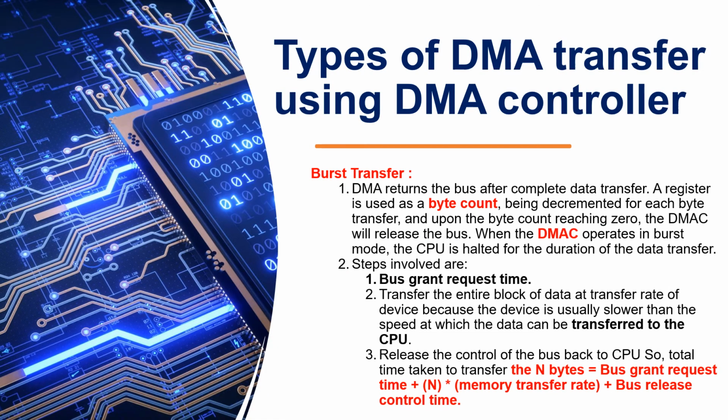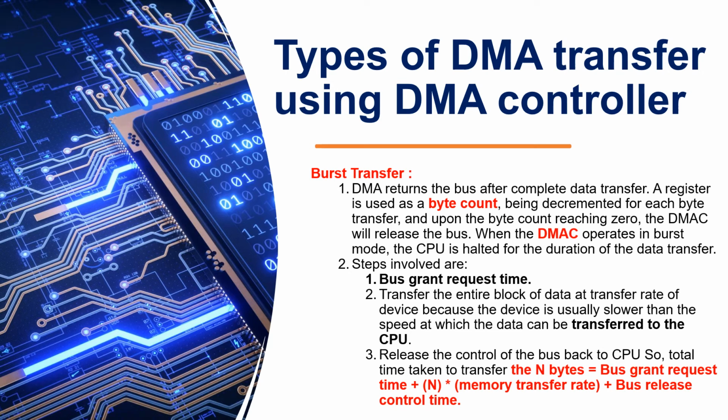Types of DMA transfer using DMA controller. Burst transfer. DMA returns the bus after complete data transfer. A register is used as a byte count, being decremented for each byte transfer, and upon the byte count reaching 0, the DMAC will release the bus. When the DMAC operates in burst mode, the CPU is halted for the duration of the data transfer.